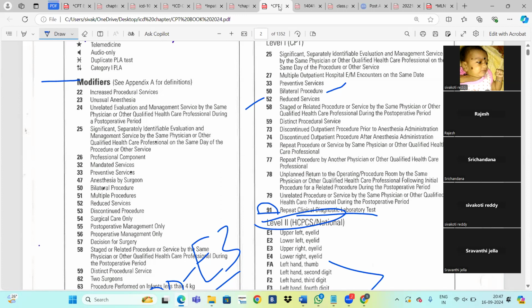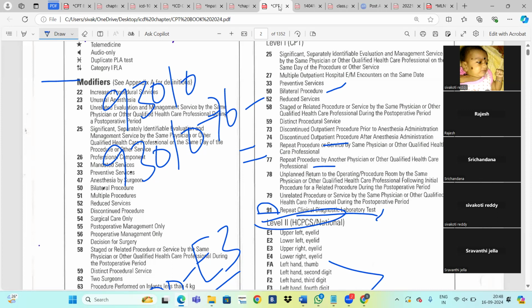Yes, sir. So next come to 76, 77. What is that meaning? Repeat procedure or service by same physician or other qualified healthcare professional. Repeat procedure by another physician or other qualified healthcare professional. So if they done lab test means 91. If they done procedure means 76, 77 based on the physician. Same physician, if they repeated the procedure, 76, like EKG, they done 2 times. 76, same procedure. Okay, same physician.